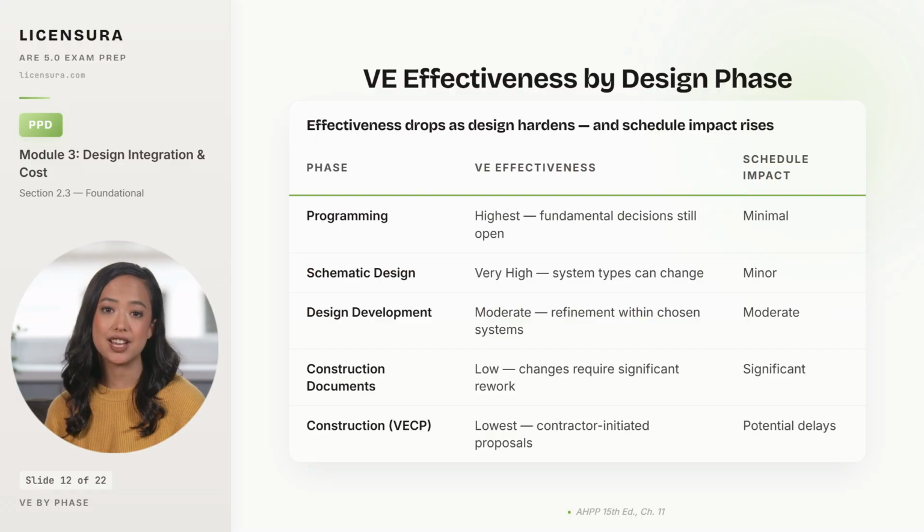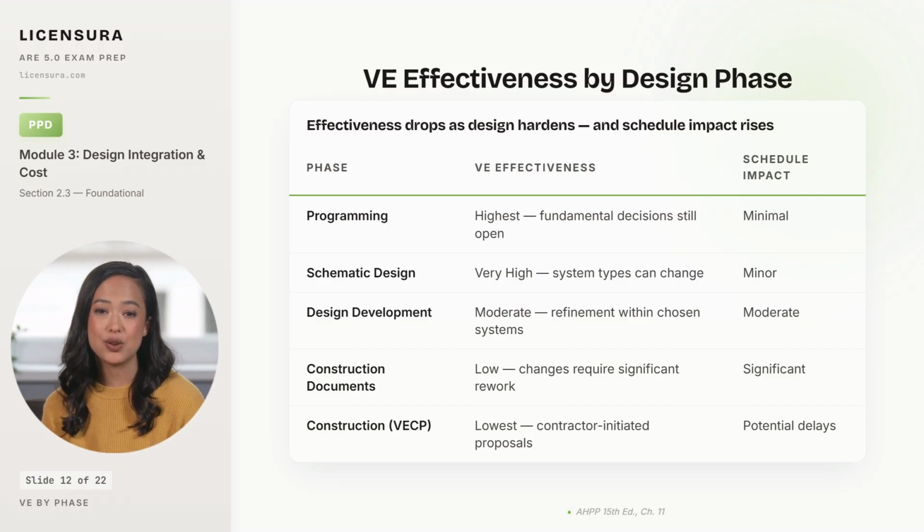Programming is the highest yield moment for VE because fundamental decisions about size, program, and basic system type are still open. Schedule impact is minimal because nothing has been drawn yet. Schematic design is the second highest yield point because system types can still change cleanly. You can switch from steel to concrete or from VAV to VRF without throwing away significant work. Design development is moderate yield because by DD the systems are chosen and you can only refine within them. And schedule impact is moderate because consultants have to revise their work.